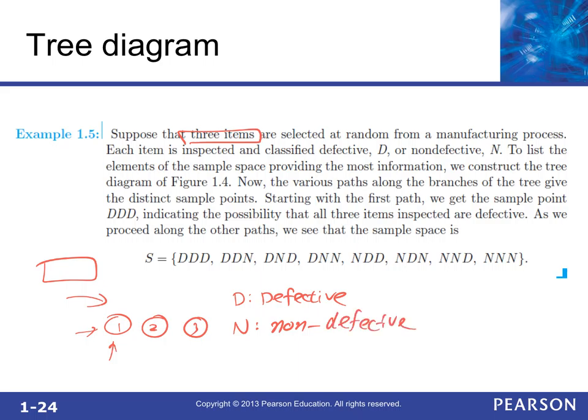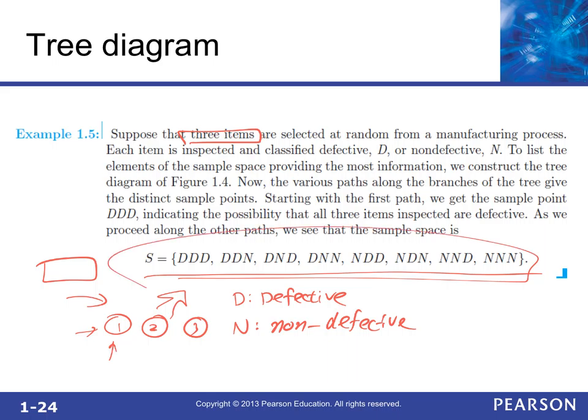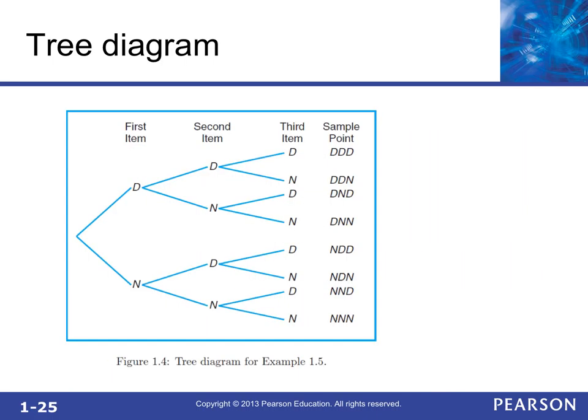So if you examine three items, the sample space, or all possible outcomes from this test, will be just like that. So DDD, DDN, something like that. So that means we need a technique to count all possible outcomes. One way is to start one by one.